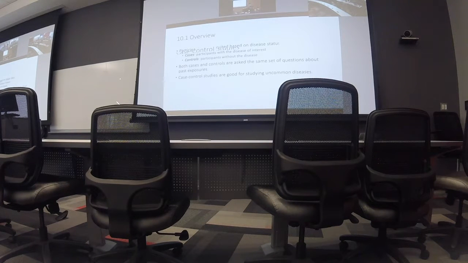So as we talked about last week, with case control studies, we typically have two groups. We have cases and we have controls. The cases are participants with the disease of interest. So say, for example, if you're studying cancer, your cases would be individuals with cancer. And then your controls are participants without the disease. In this case, it would be patients with no cancer.